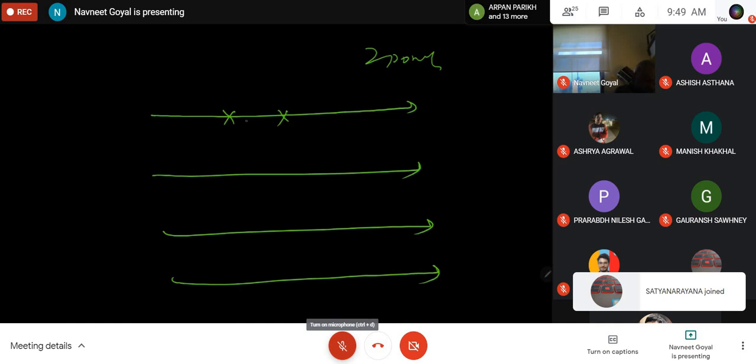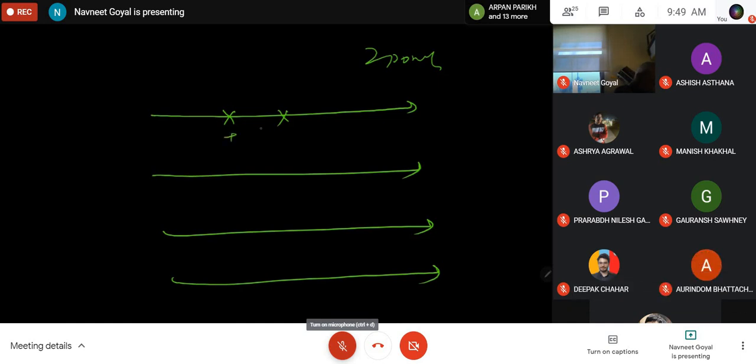So let us quickly do this. Plus plus for both. So what should be the interval? In this case, the interval will cover both the points. So I'll be able to find this interval, right? So this is done.